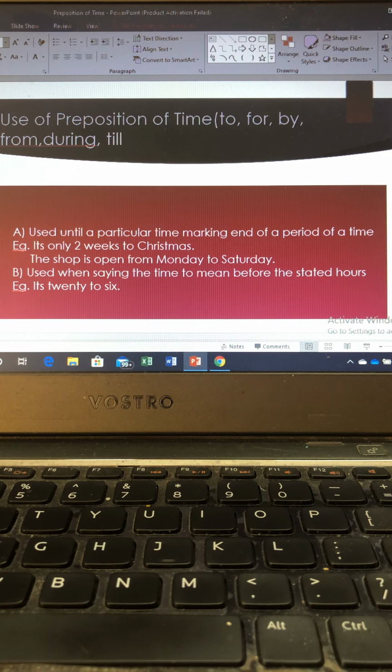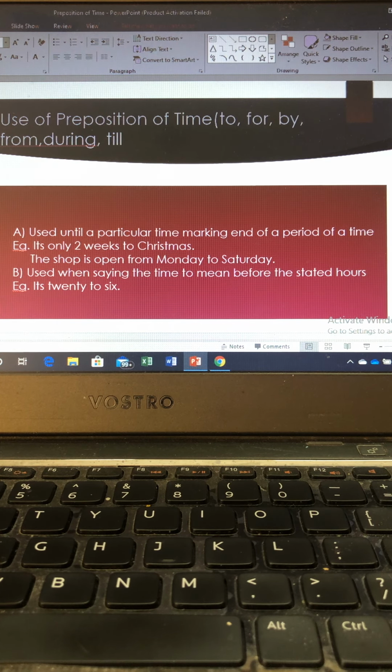Okay. Let's take the other example. The shop is open from Monday to Saturday. The shop is open from Monday to Saturday. What do we understand by this? Over here, we are talking about a particular time marking the end of a period of time. Now over here, what is the period? Monday to Saturday. Right, from Monday to Saturday, the shop is open.